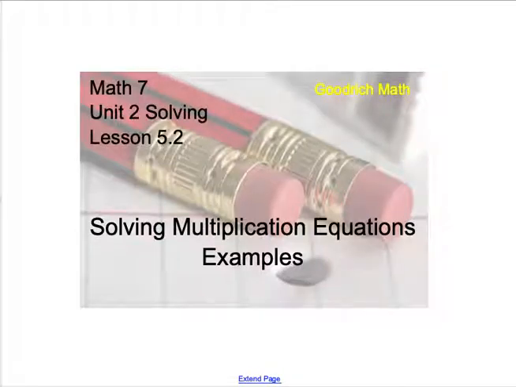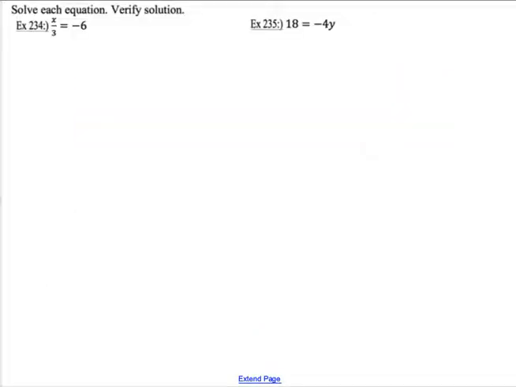Math 7, Unit 2, Lesson 5, Part 2. Solving multiplication equations, examples. Solve each equation, verify the solution. x divided by 3 equals negative 6.